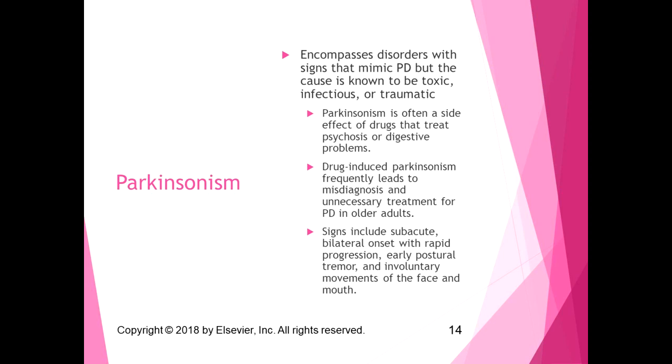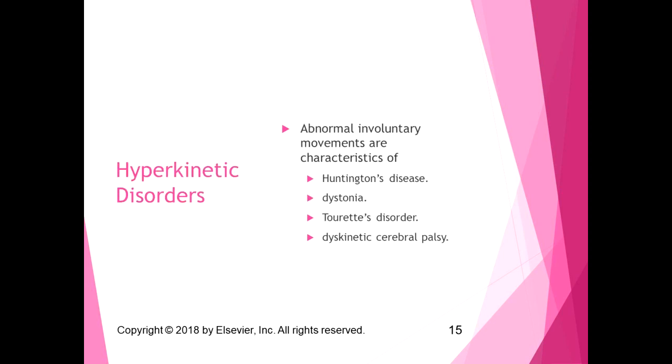Signs include bilateral onset with rapid progression. So with idiopathic Parkinson's, it's usually unilateral onset. With Parkinsonism, it's bilateral onset, rapid progression, early postural tremor, and involuntary movements of the face and mouth. Hyperkinetic disorders, abnormal involuntary movements, are characteristic of Huntington's disease, dystonia, Tourette's disorder, and dyskinetic cerebral palsy. In dyskinetic cerebral palsy, it's the basal ganglia that are affected in development.